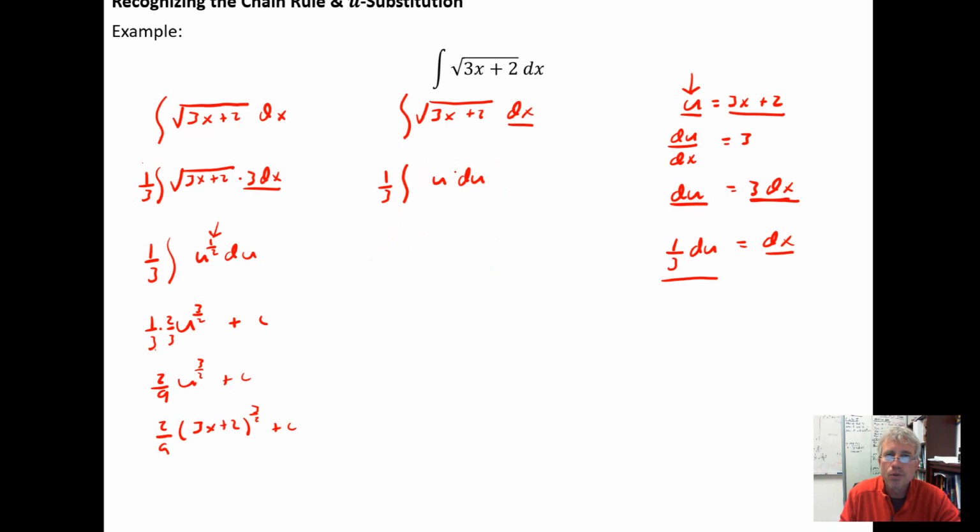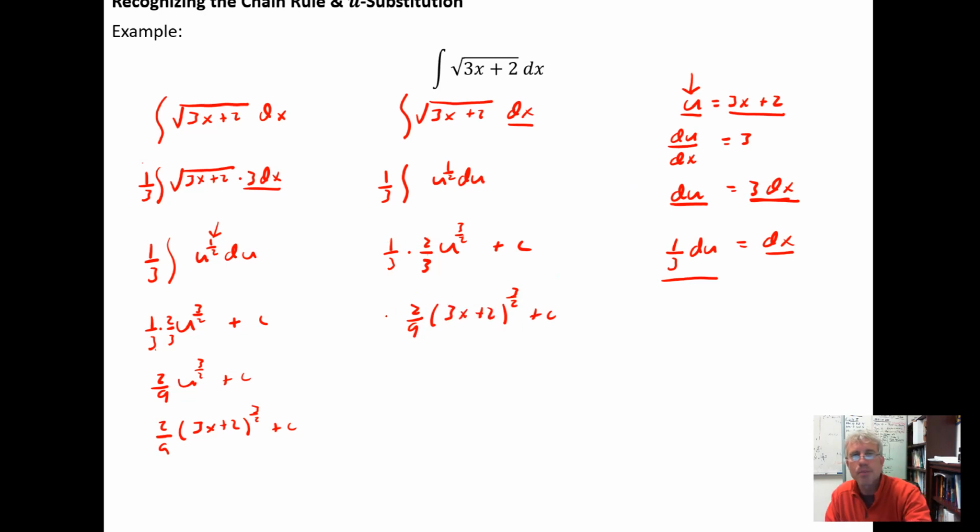But the square root of u is just u to the half power. So we're going to get 1/3 times u, increase the exponent by 1, so u to the 3/2, multiply by the reciprocal of that exponent, because 3/2 times 2/3 will equal 1. 1 times 1/3 is 1/3. So if we take the derivative, we want to get back the function that we started with, and then plus a constant of integration. So we get 1/3 times 2/3 is 2/9 u to the 3/2 plus c, and of course u is equal to 3x plus 2.